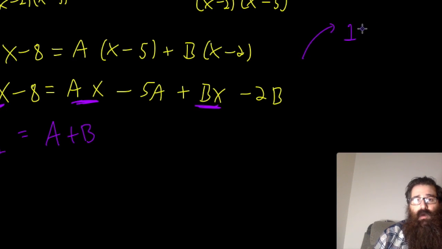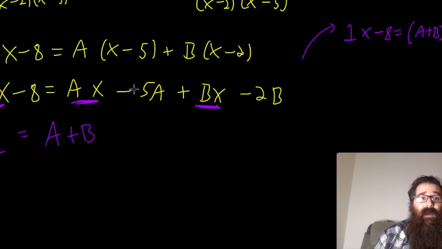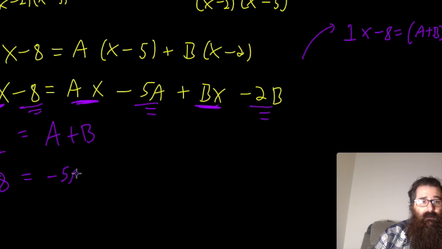We would say 1x minus 8 equals, I can write this as A plus B in parentheses times x, and then minus 5A minus 2B. So I'm saying the 1 in front of the x should be equal to the A plus B in front of the x if I group it. And then I also have the constant terms. I got a negative 8 on the left. My constants on the right that don't have any x's are negative 5A minus 2B.